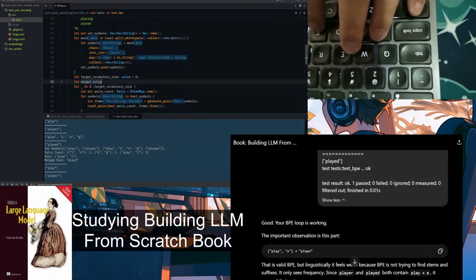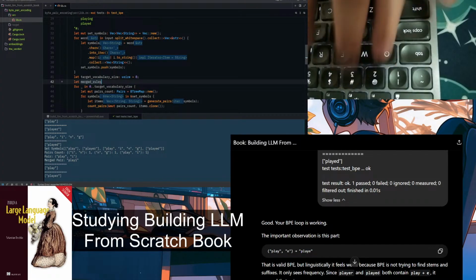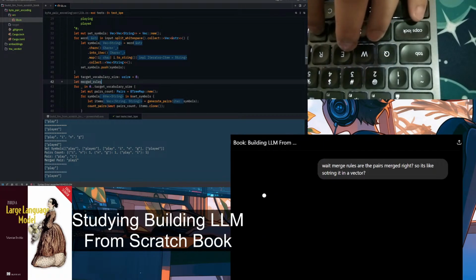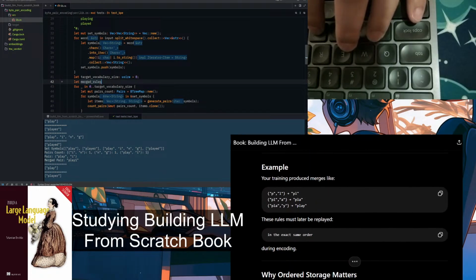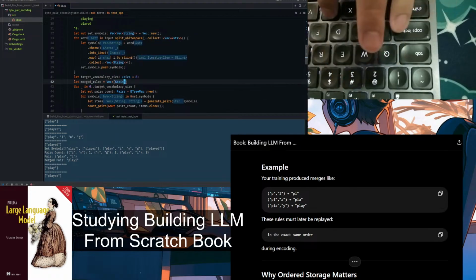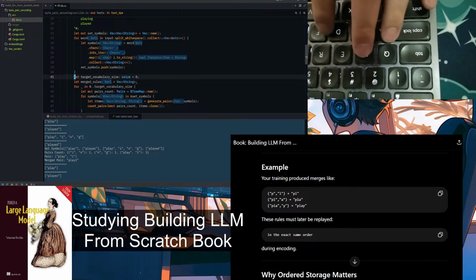Wait. So, wait. Merge rules are the pairs merged, right? So it's like storing it in a vector. Okay, alright, so let's try having it here. So string. Why did I put that in a tuple?